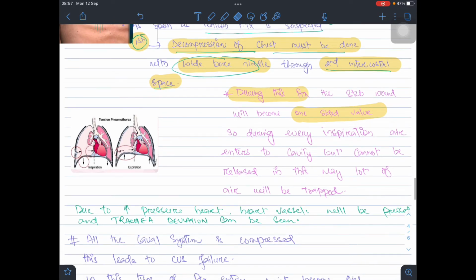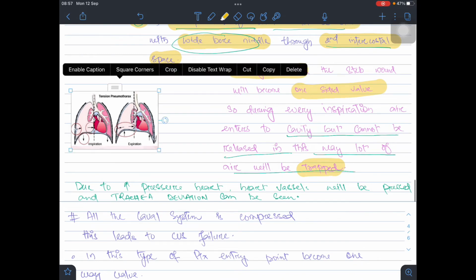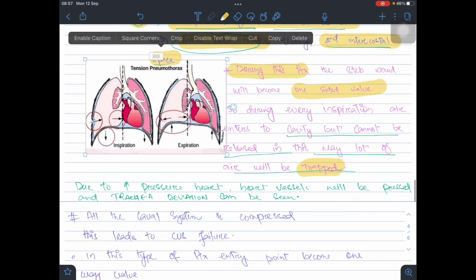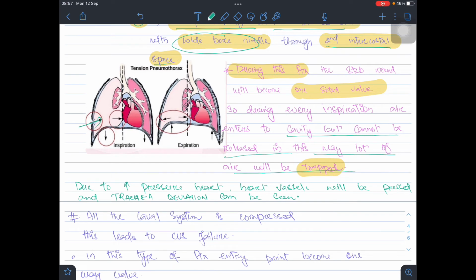Okay, the air entering the cavity cannot be released. This way a lot of air will be trapped, so there will be great difficulty in the patient's breathing. See here, the air is entering through here. It can lead to lung collapse due to overpressure here, and see the amount of air is here. It cannot exit because it becomes a one way valve, so it can lead to compression of the nearby organs, like the heart, the vessels, and the trachea will be deviated to the opposite direction.